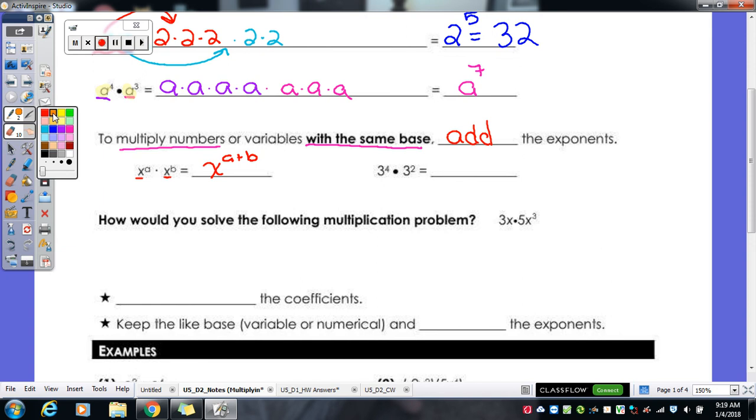So in our next example, 3 to the 4th times 3 squared, we have our base of 3, then 4 plus 2 gives us 6. And then let's figure out what is 3 to the 6th power. 729.